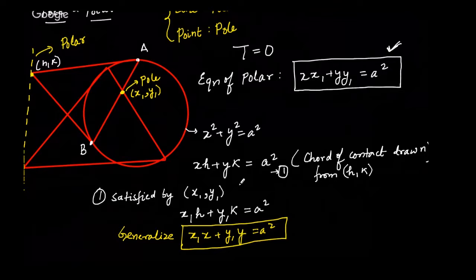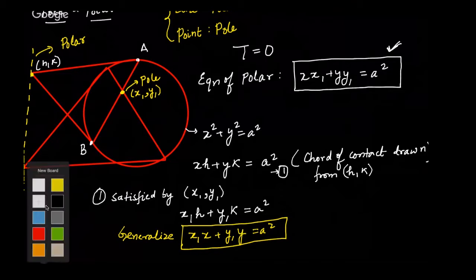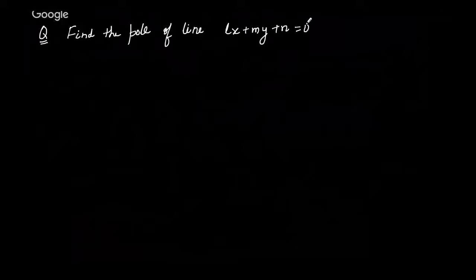So guys, a quick question for you before we move on to the properties of pole and polar. Hope there's no doubt with respect to this. So my question here is, find the pole of the line Lx plus My plus N equal to 0.